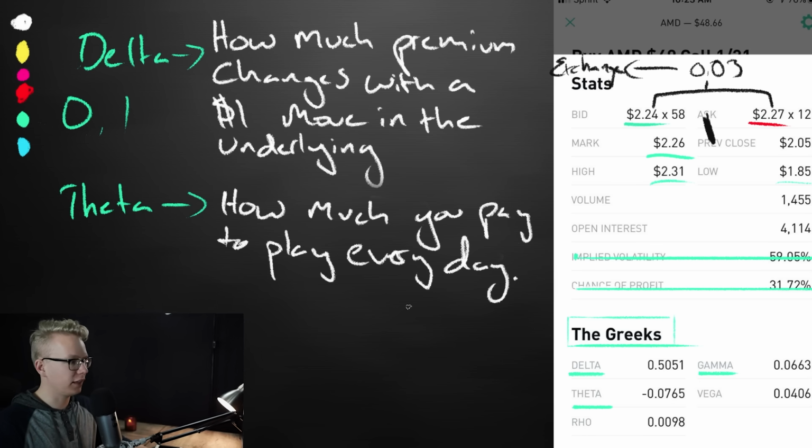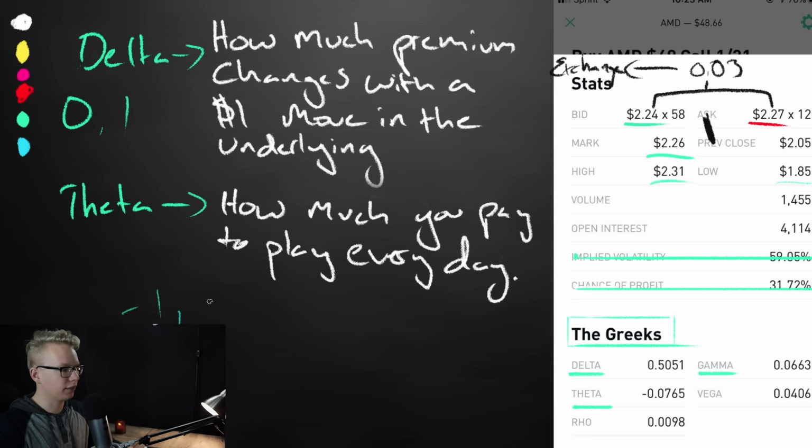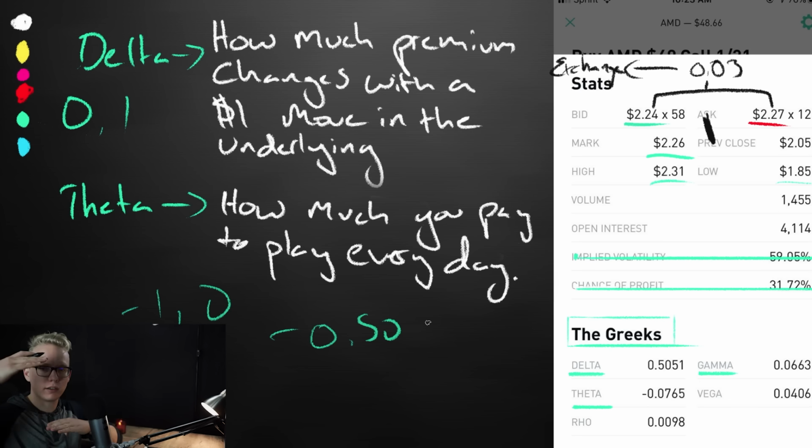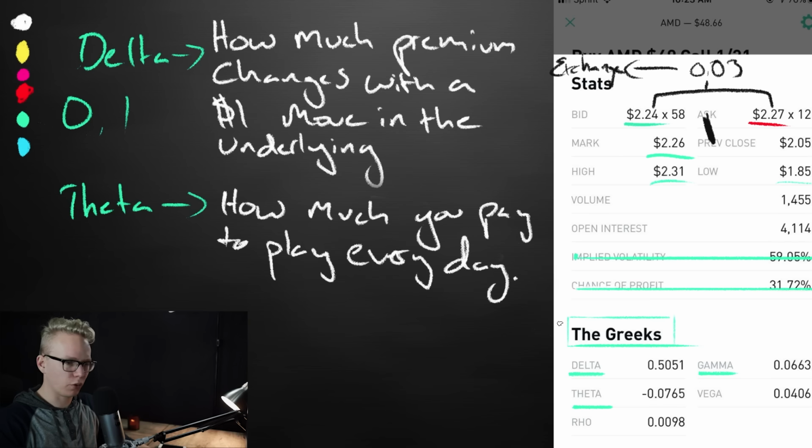With puts, you'll see that it's going to be -1 and 0, because with puts, you're betting on the stock going down. So when you're betting on the stock going down, it's negatively correlated. If delta is -0.5 for a put, that means if the stock goes down, you are going to make $50. If the stock goes up, you are going to lose $50. So they're inversely correlated, negatively correlated. But we'll touch on puts more in a minute. Once you get calls down, puts is easy, I promise you.